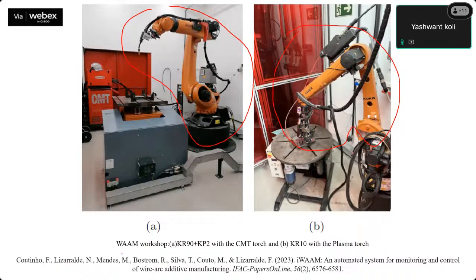So it's a WAM workshop, KR90 plus KP2 with the CMT torch. You can see this is the CMT machine that we have already discussed in the morning session. What is CMT? And the B part is KR100 with plasma torch. So in this, CMT torch is there, in this, plasma torch is there.